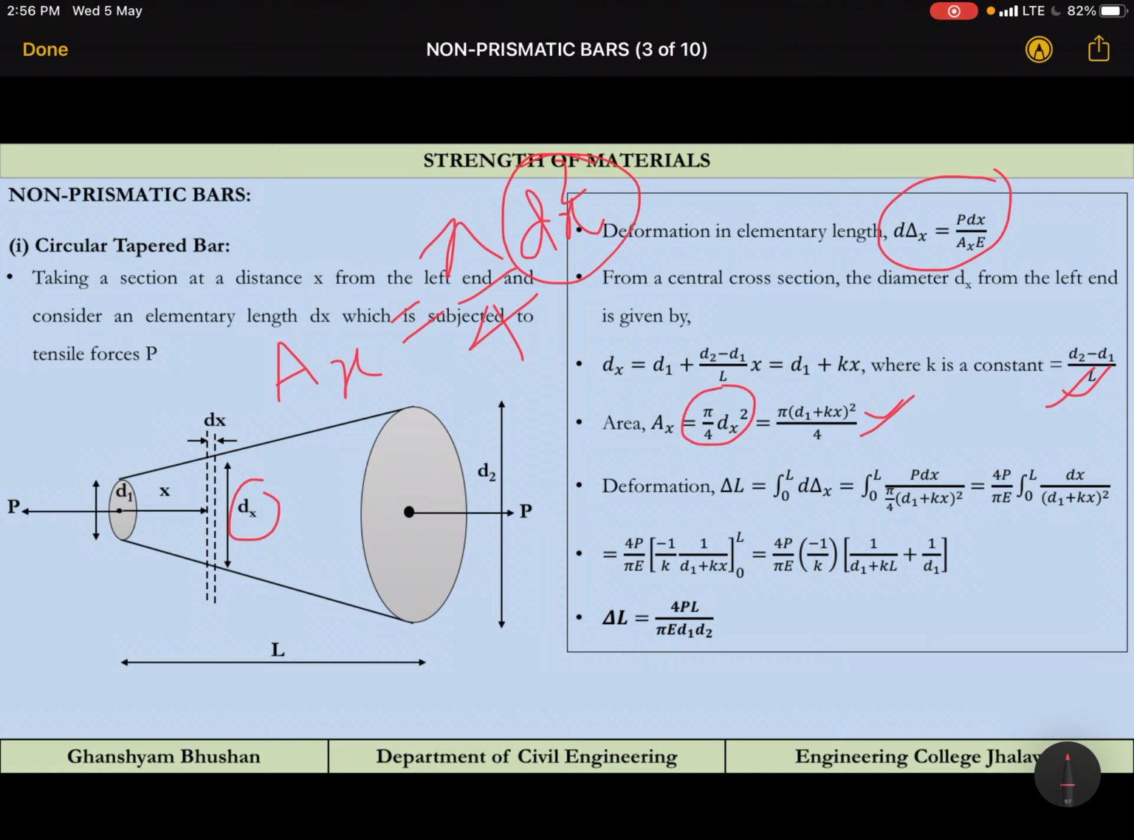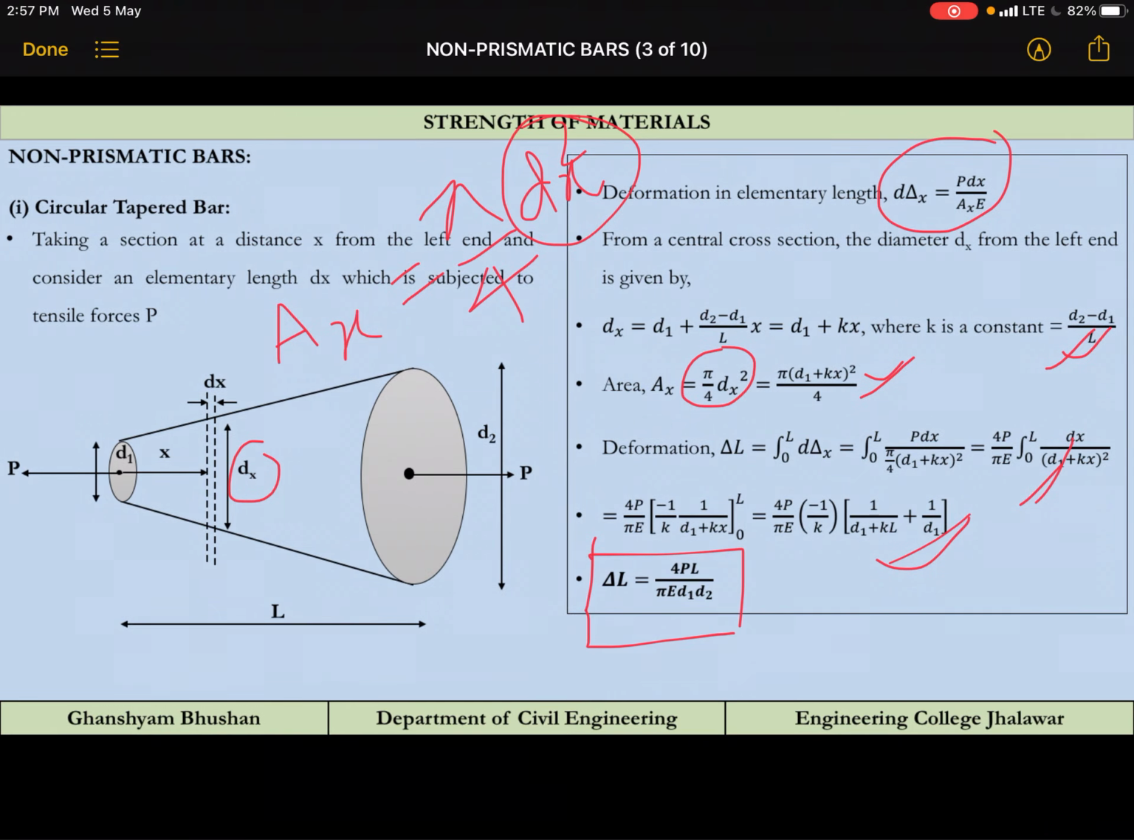After putting all the values here, you will get delta L equal to 4PL upon pi E d1 d2. This is the formula for deformation if the bar is circular in cross section, tapered from a diameter d1 to a diameter d2. Clear? This integration is very easy, so you can easily go through it.